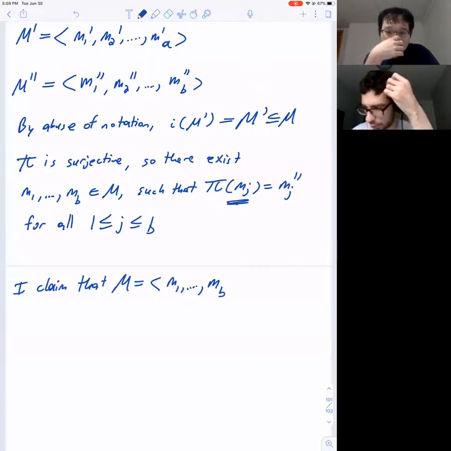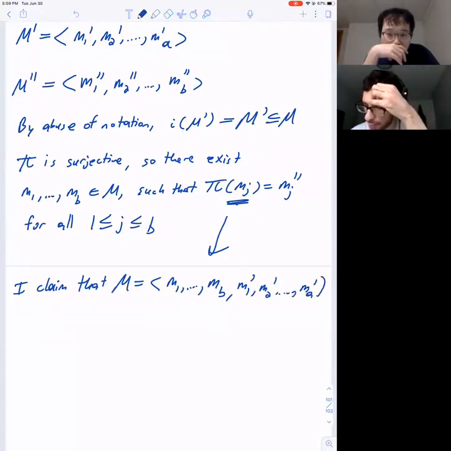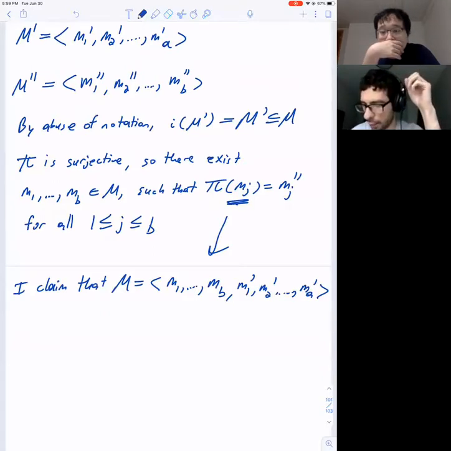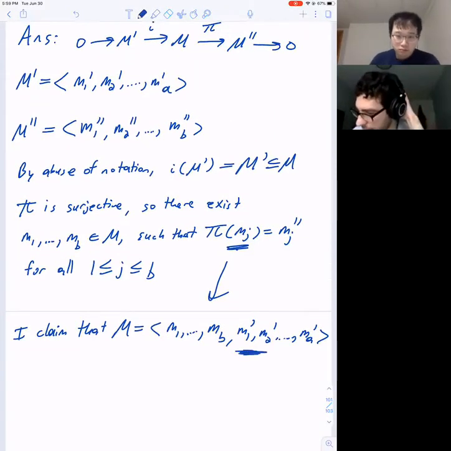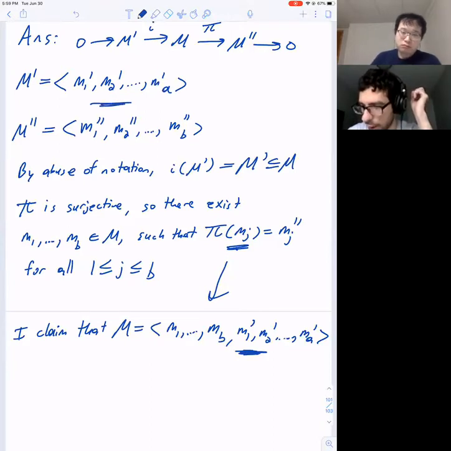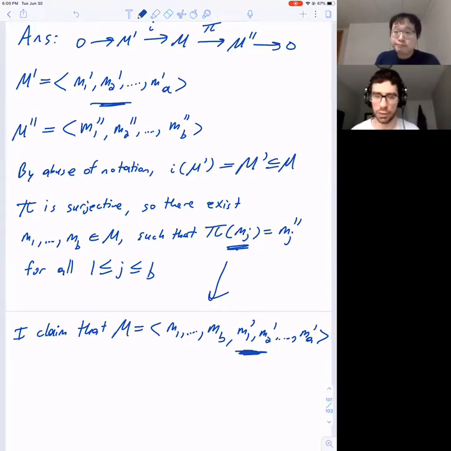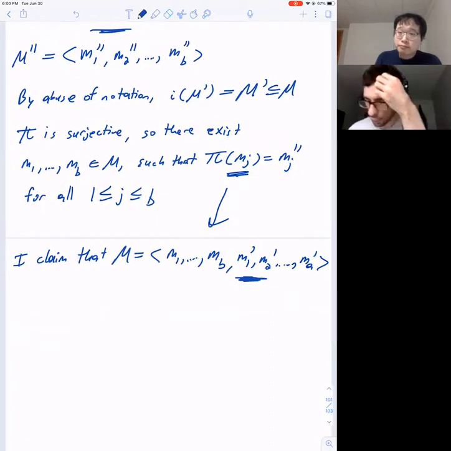So I'm talking about these down here, and then also these M1 prime, M2 prime, up to MA prime. So again, I'm sorry, my iPad's stuck. These M1 prime, M2 prime come from here. That's M prime. But I'm saying M prime is just a subset of M. By abuse of notation, it's the same exact thing. So how do I prove this is true?